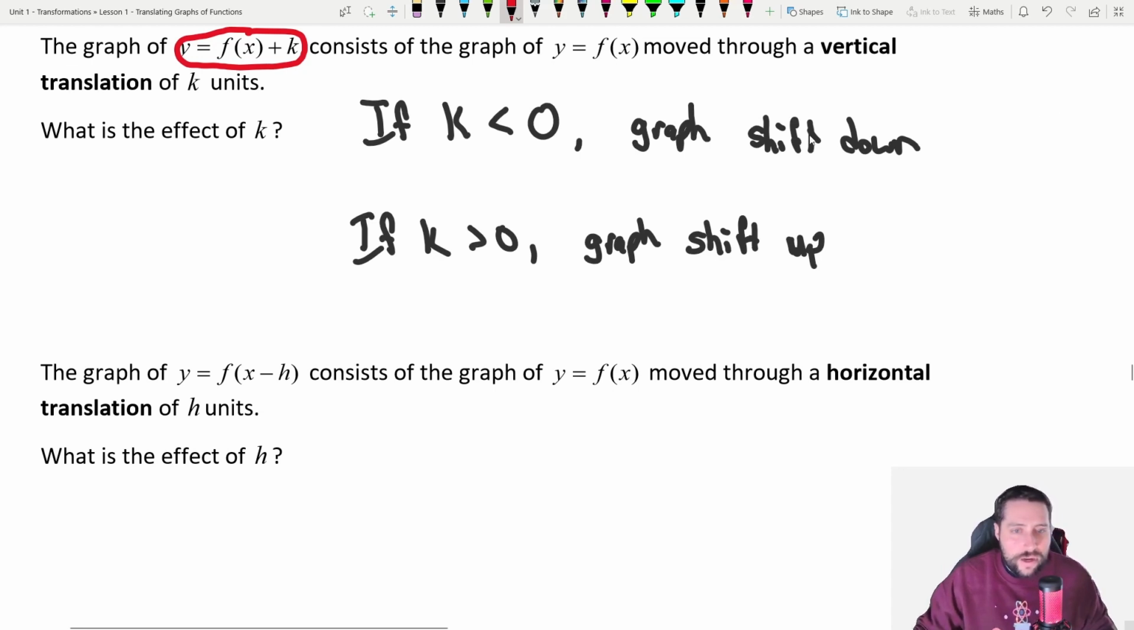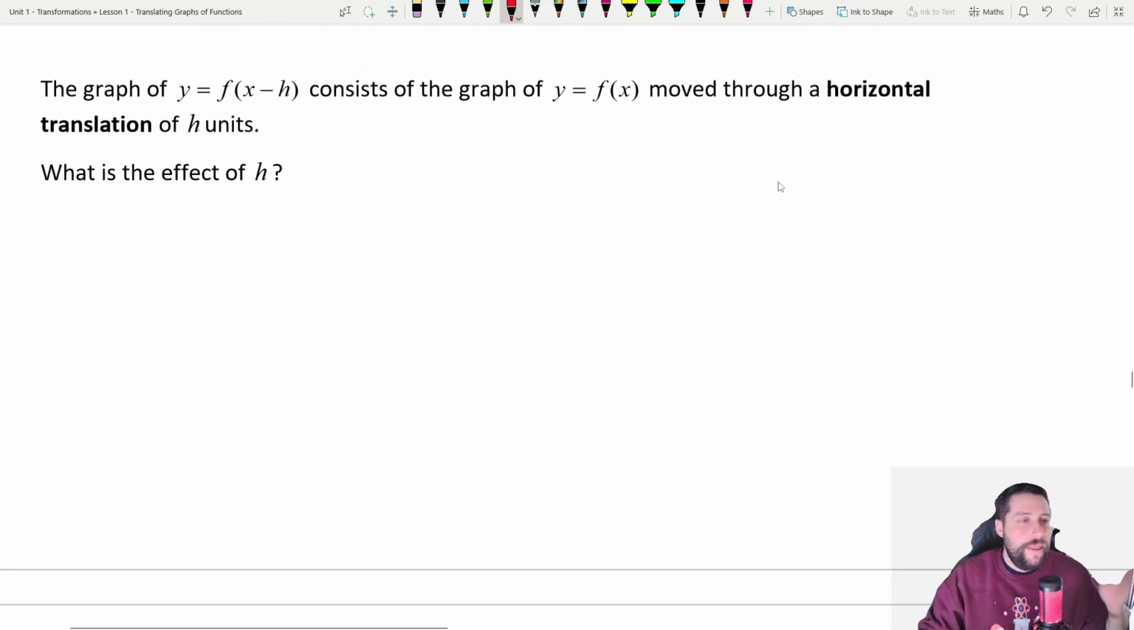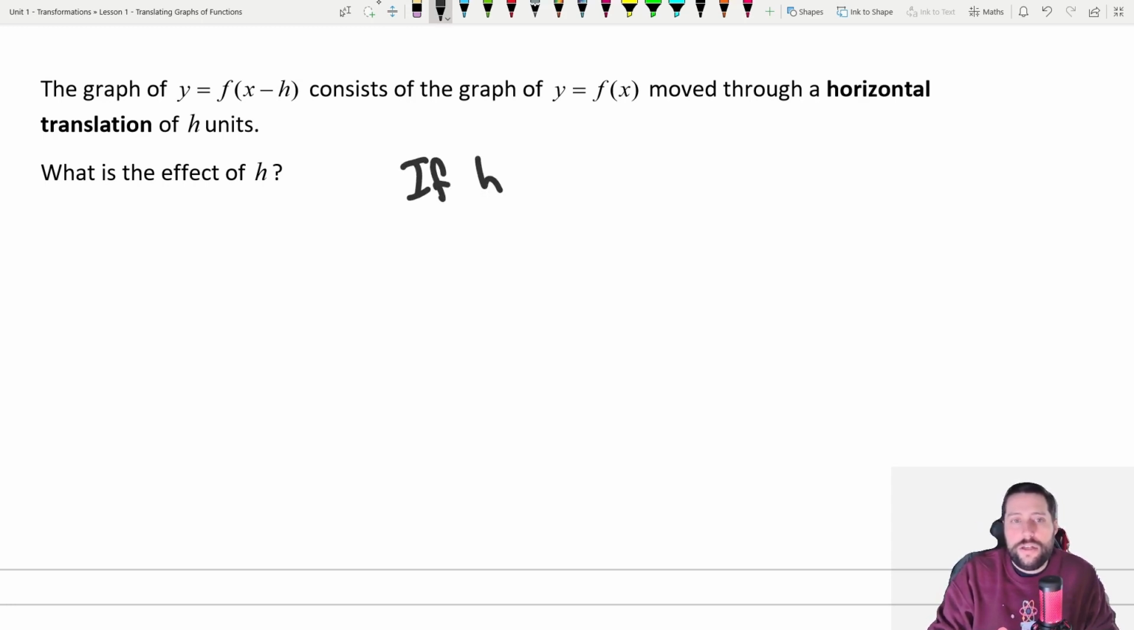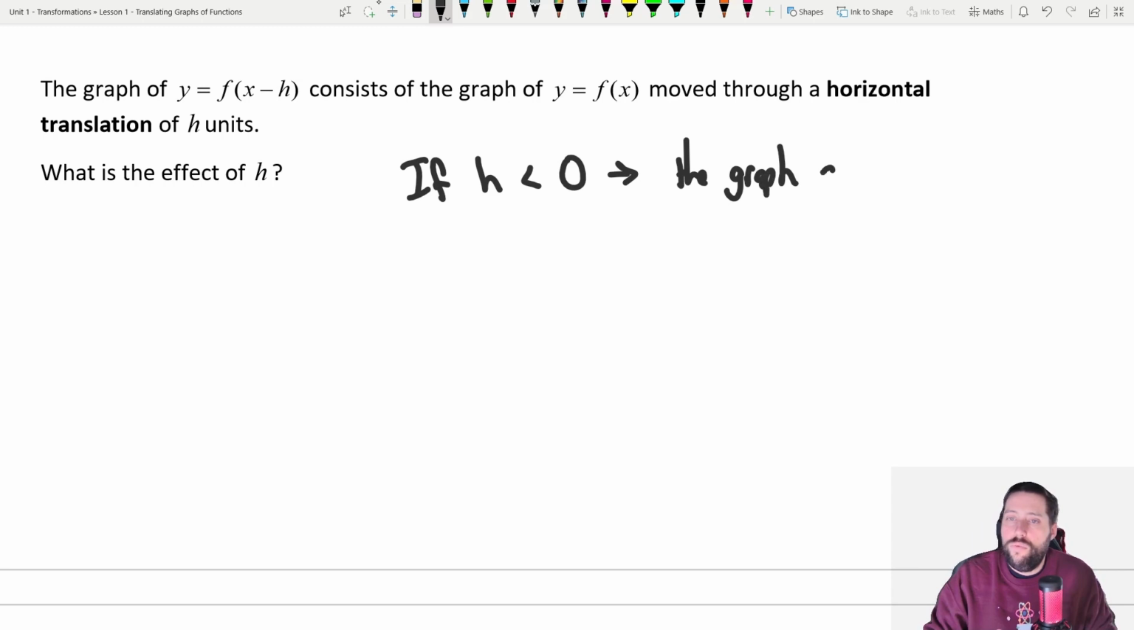Whereas where we have the next one, the graph of y is equal to f of x minus h, so remember that x minus h is in brackets, consists of the graph of y is equal to f of x moved through a horizontal translation of h units. So essentially what we're asking is, what does h do? You kind of have to think of it like this. If h is less than 0, the graph will shift left. So it'll move to the left.